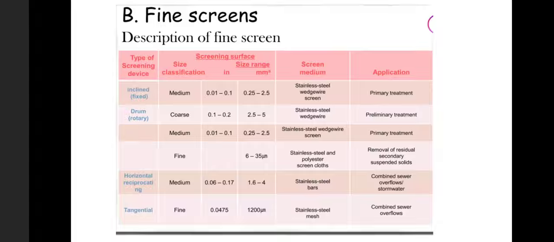When coming to the tangential type, it is only preferable for fine sized particles. Here we can even go for fine particle sizes down to 1200 mm. But here we can provide only a filter medium of mesh type with stainless steel material, so that it can stop the particle size of 1200 mm. And we can use this tangential setup in all types of treatment systems, from primary to tertiary, for efficient removal of fine sized particles down to 1200 mm.